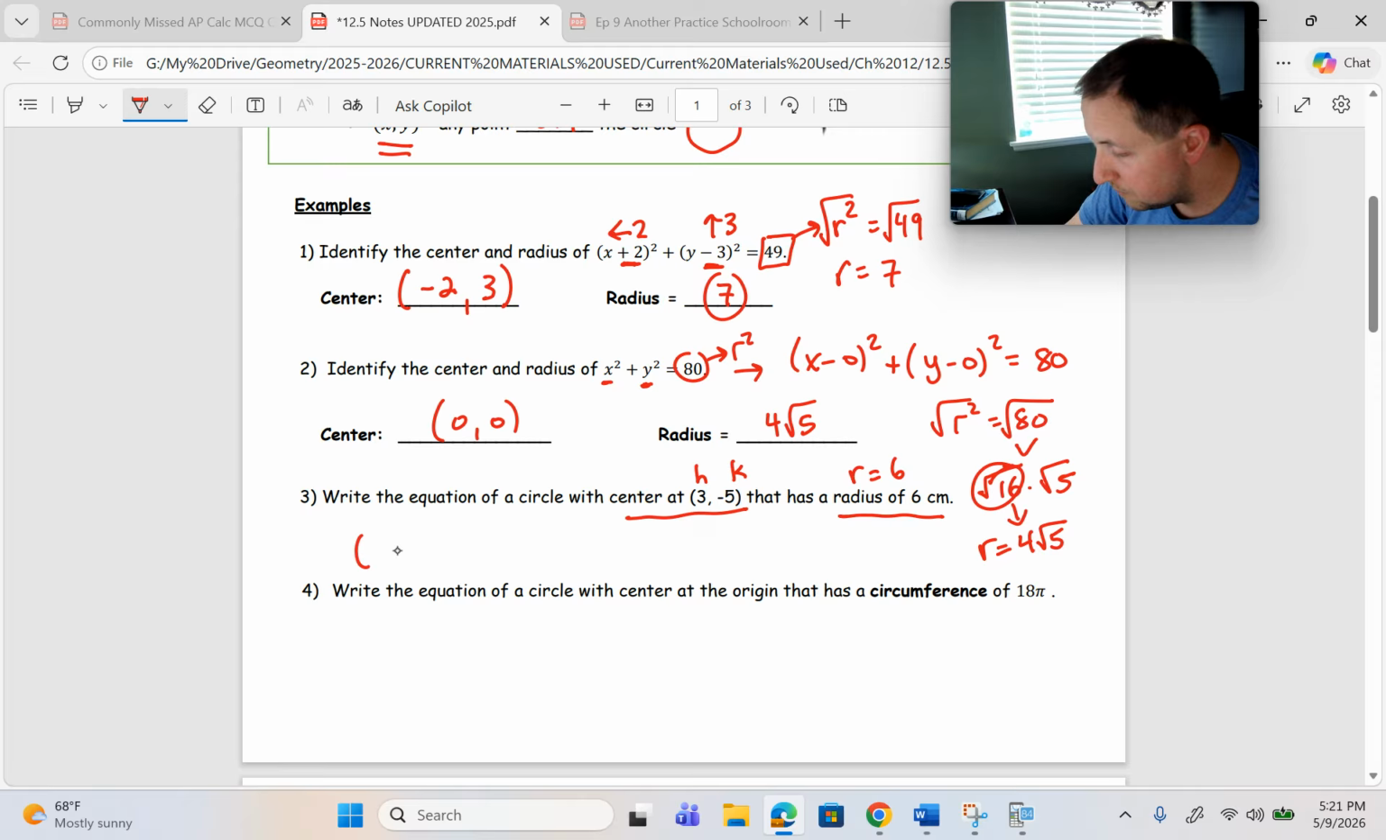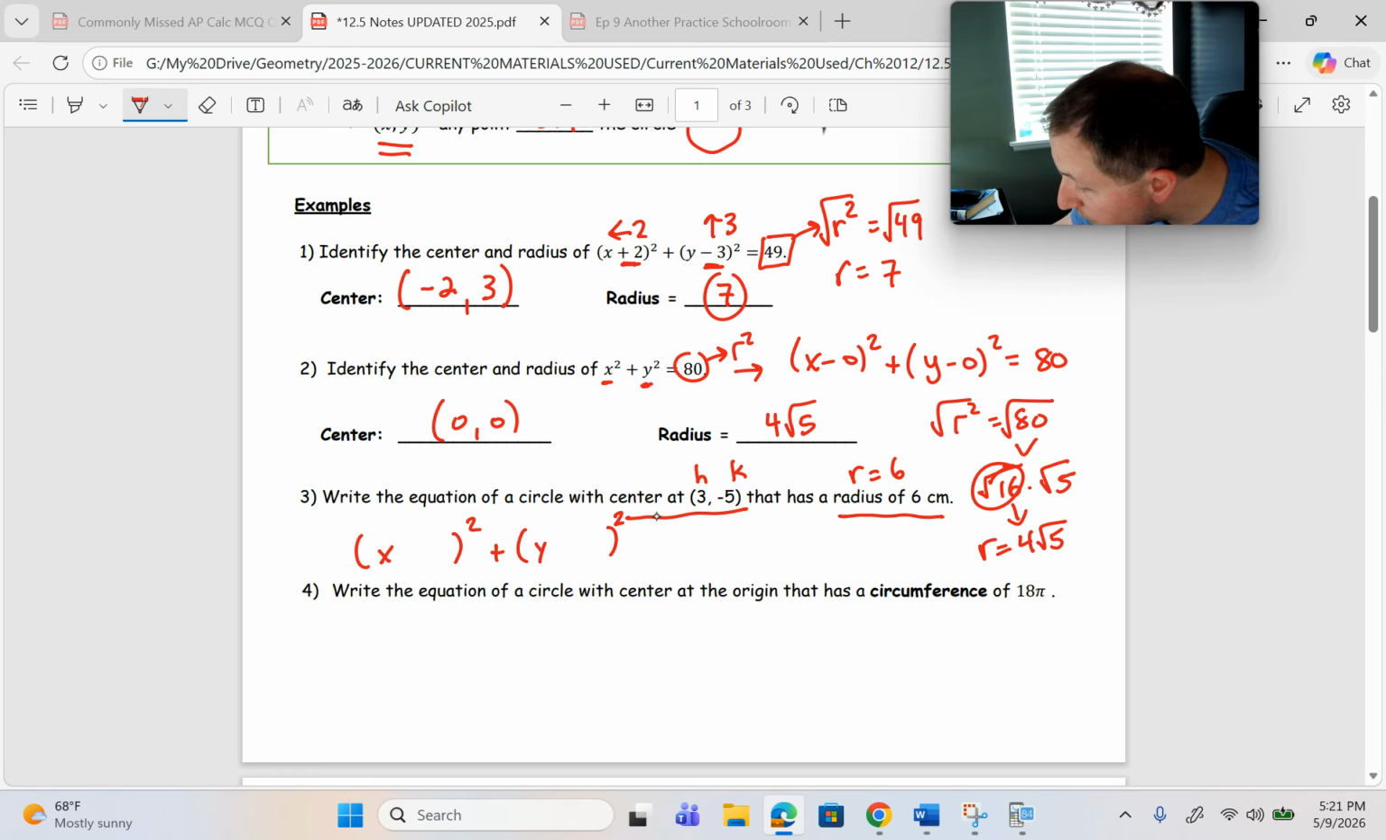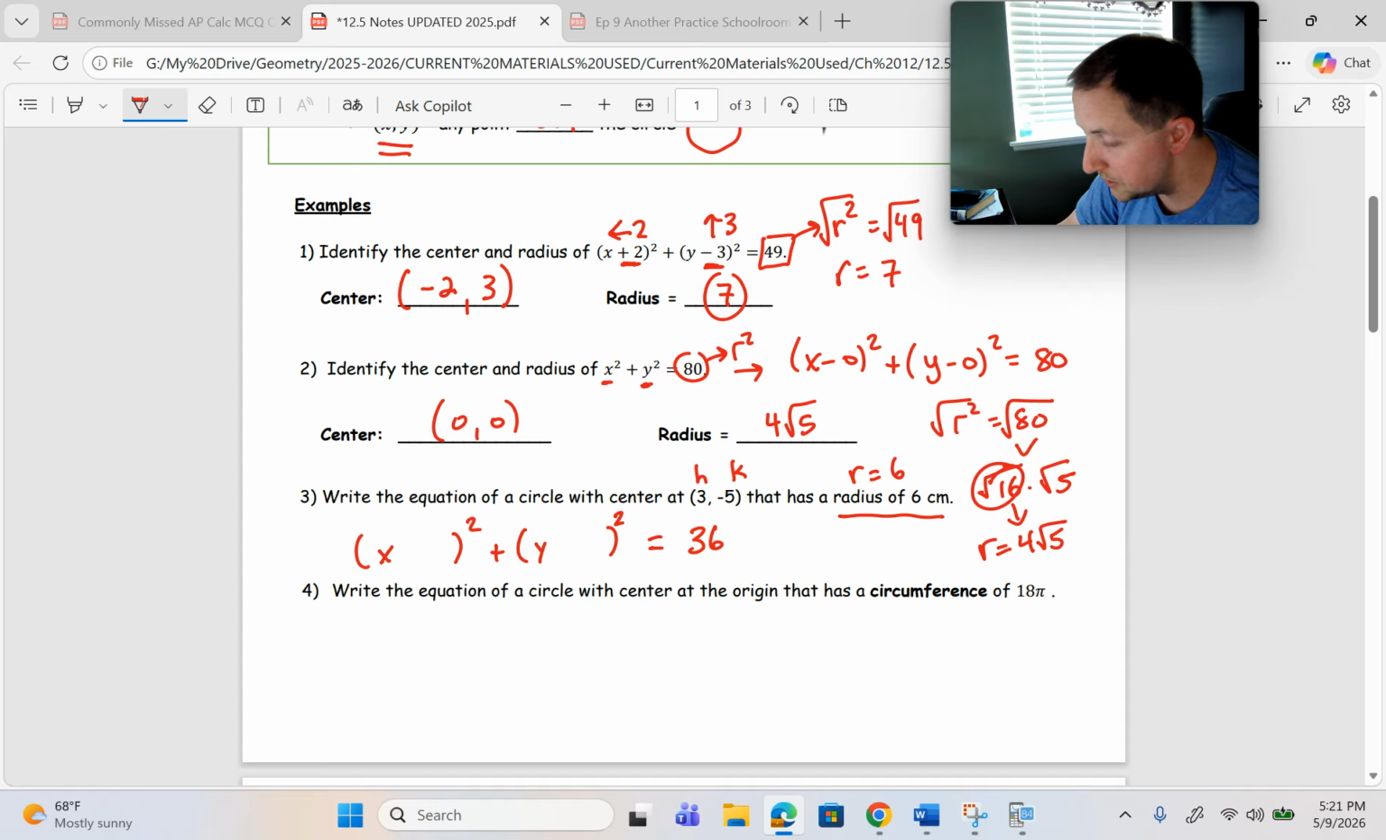I always set up my template kind of like this. I know it's going to have to be x squared, and I know there's going to be a y squared. I'm going to erase this part so it doesn't get in the way. And I know that on the right side, I need to have the radius squared. So this is kind of like my little template. On the right side, I usually do that first because that's the easiest part. The radius is 6. We need r squared. 6 squared would be 36. So there's my right side.